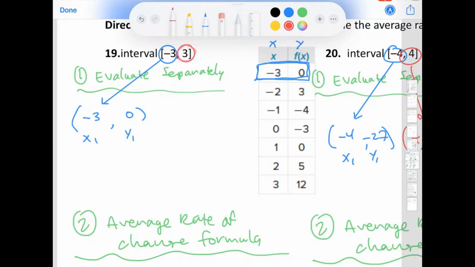And then I'm going to take my second part of the interval and make a second order pair. So you're not technically evaluating, but you're kind of separating them. 3. And this is my second order pair. That's why we call it x2, y2. So go ahead and locate on the table of values one that has a 3 there, and it's 12. 3, comma 12. Let's write that down.